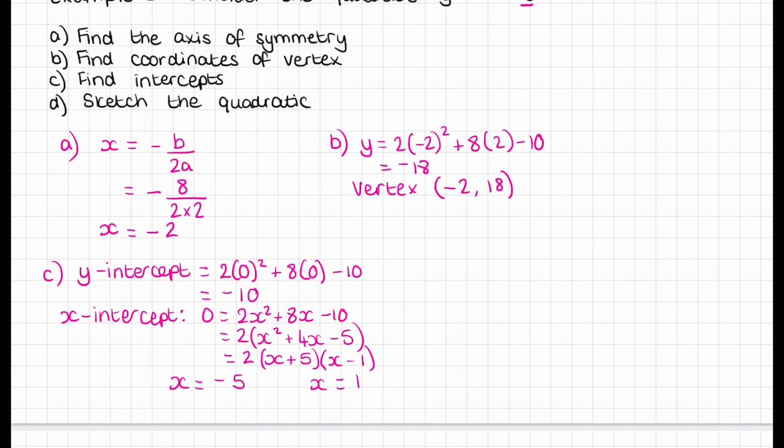So now we have our x-intercepts, and now we can sketch our graph for part D. So let's plot our points. We have our x-intercept at 1. We have the other one at -5.